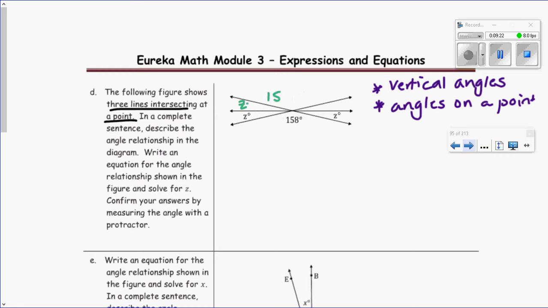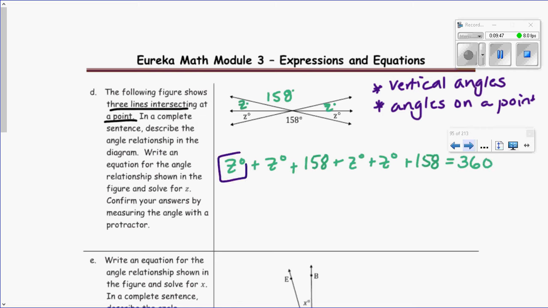Z, 158, Z. Go back and watch if you have to understand again how we figured out that those were Z and 158. So we have a Z, another Z, a 158, another Z, another Z, and a 158. If you're thinking about it as you write it, it's going to help you combine like terms. Because I said we have a Z, and then another Z, and then 2 more Z's over here. So how many Z's is that all together?